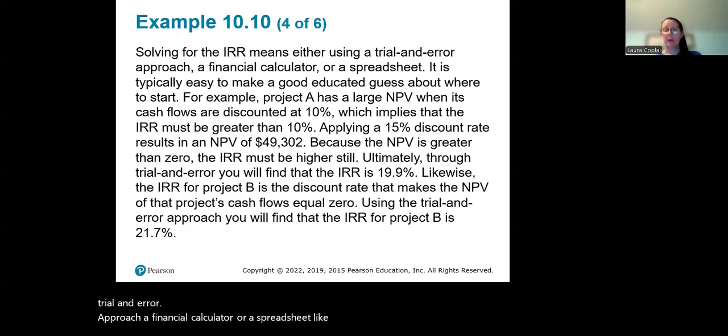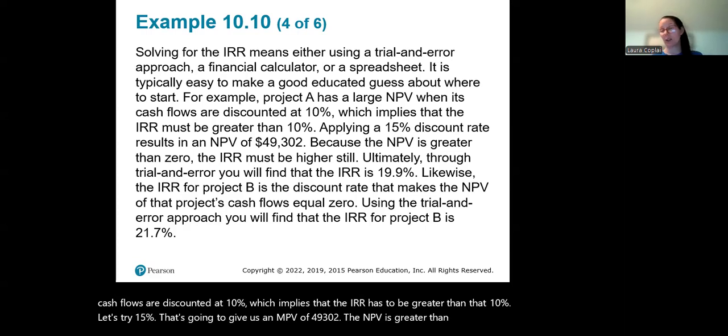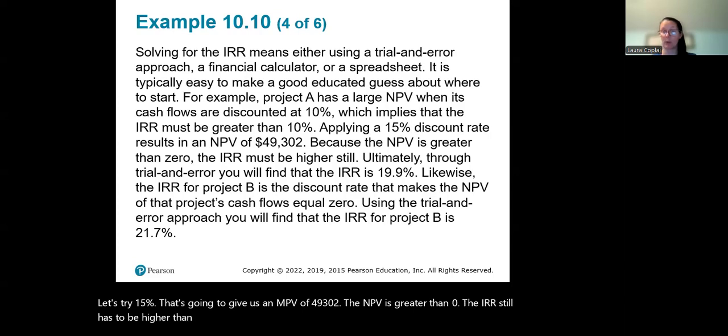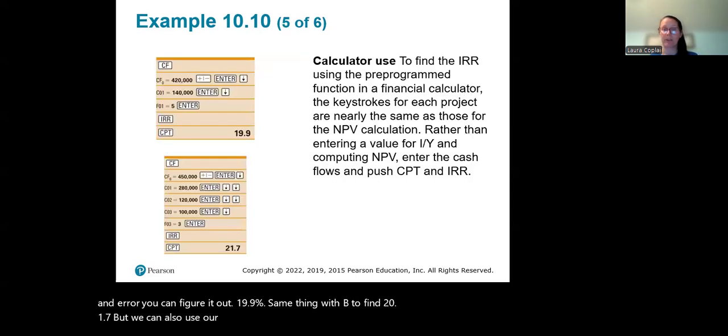Project A has a large NPV when the cash flows are discounted at 10%, which implies that the IRR has to be greater than that 10%. Let's try 15%. That's going to give us an NPV of 49,302. The NPV is greater than 0. The IRR still has to be higher than that, right? Because we want it equal to 0. Same thing, just through trial and error, you can figure it out, 19.9%. Same thing with B to find 21.7. But we can also use our calculators, right? So we're going to find the IRR.